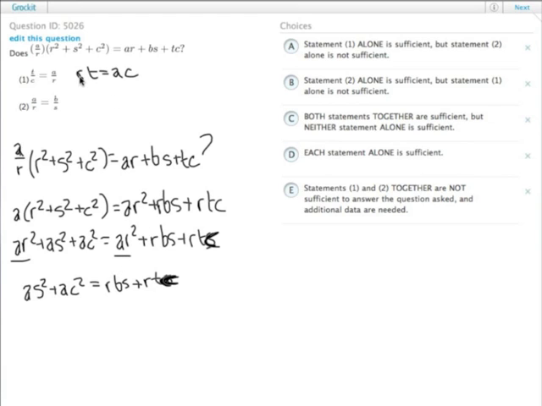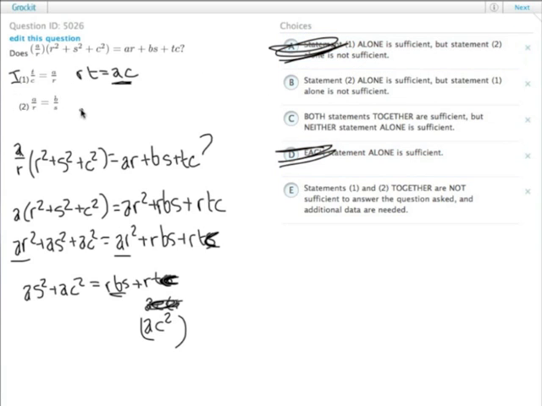The reason this helps is that we can substitute an AC wherever we see RT. So we could say that this second term here is going to be AC times C. So it's actually, we can tell that this is going to be AC squared. But we don't have anything to do with this first term, so statement 1 is not going to be sufficient. It's not going to be A or D.